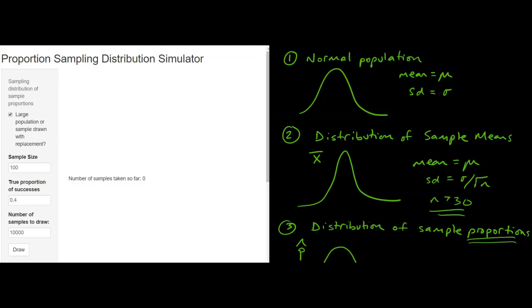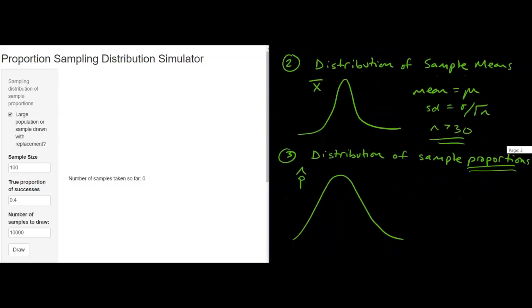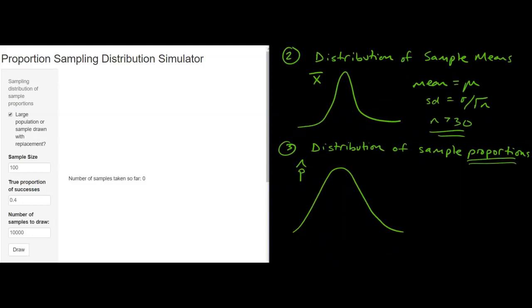We also observed that in that X-bar distribution the standard deviation was the standard deviation of the original population divided by the square root of the sample size. And the mean of that distribution was the same as the mean of the original population. Now in this video we're going to focus on a second sampling distribution, and that one is called the distribution of sample proportions. I also denote it p hat.